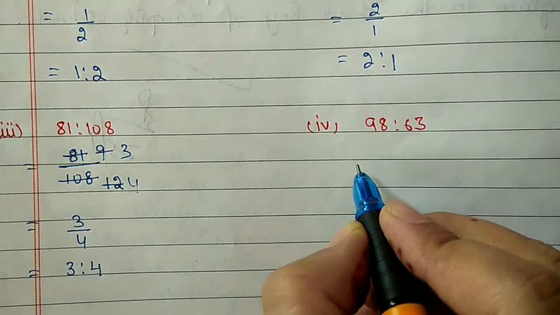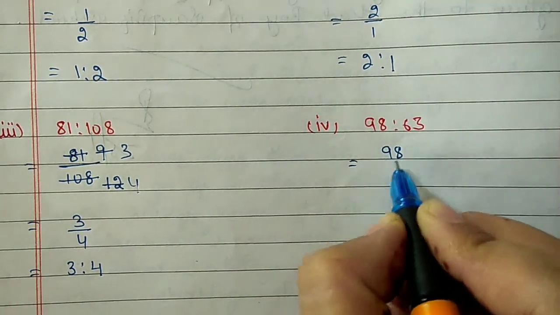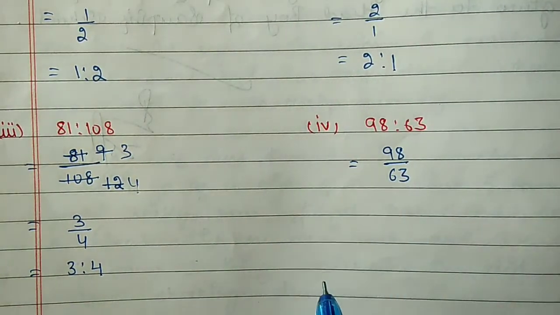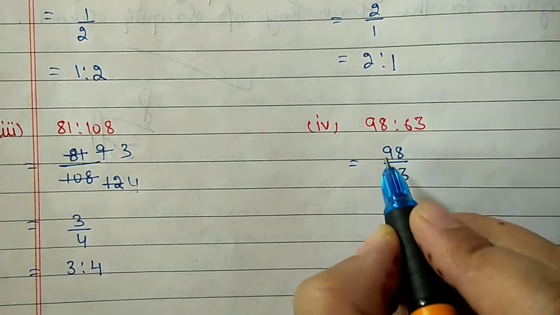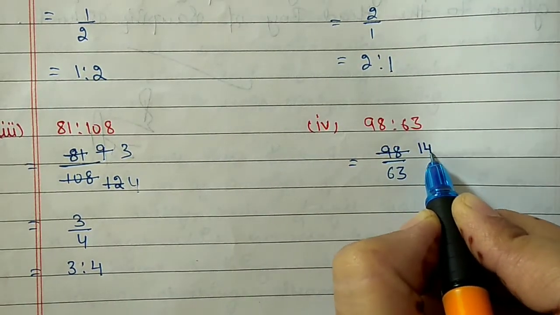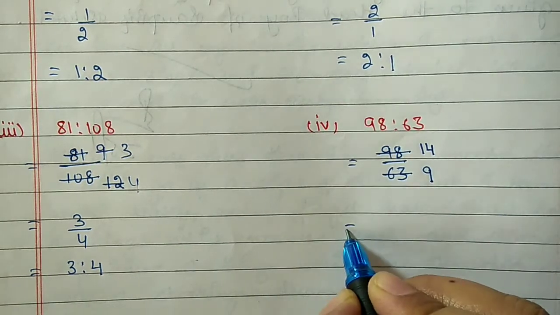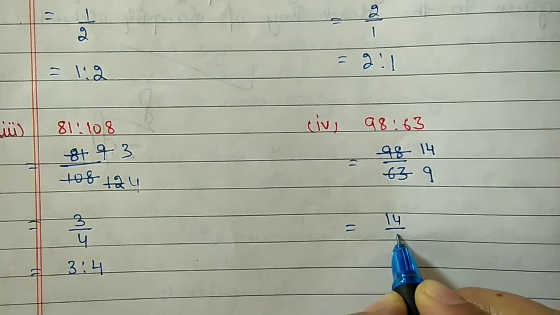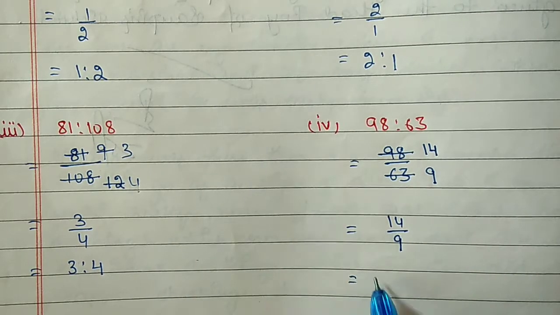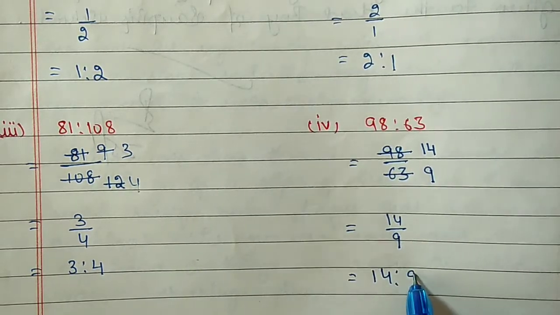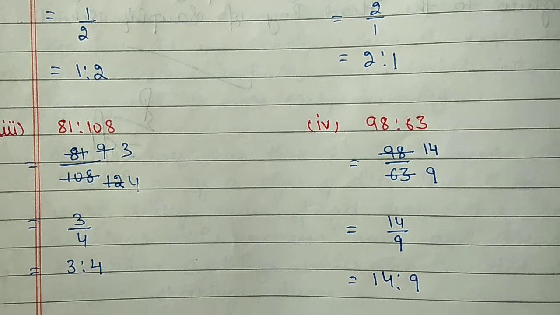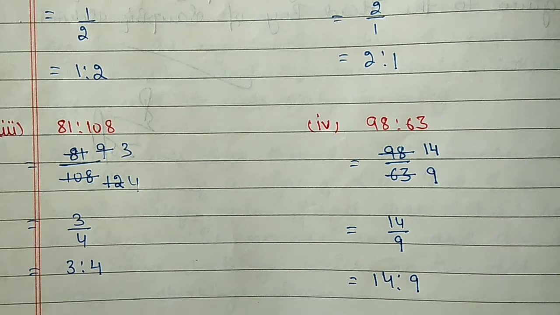Fourth part, 98 by 63. This we can cancel with 7 table. 7 1s are 7 and 7 14s are 98 and 7 9s are 63. Now in between 14 and 9 nothing is common. So 14 ratio 9 is the simplest form of 98 ratio 63.